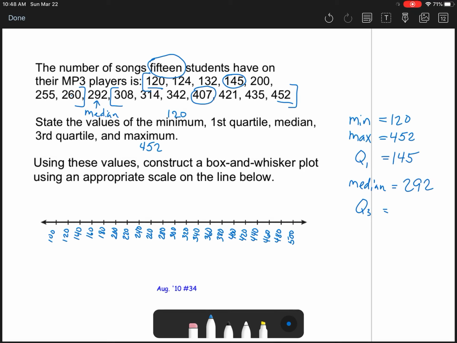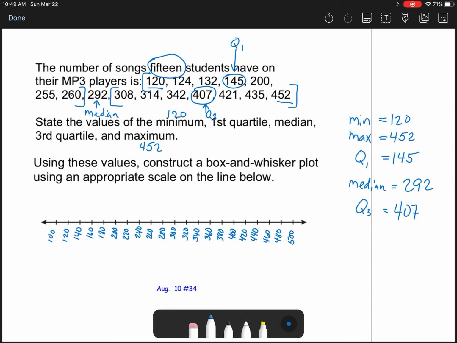And then for the third quartile, we have 407. Okay, so this is Q1 and this is Q3, 407. At this point, we have all the information that we need to create the box and whisker plot. Okay, now we're going to place dots above the numbers. Notice I'm not placing the dots directly on the number line. I'm placing them above so that I have enough room to create the boxes that I need without having to write all over the numbers.